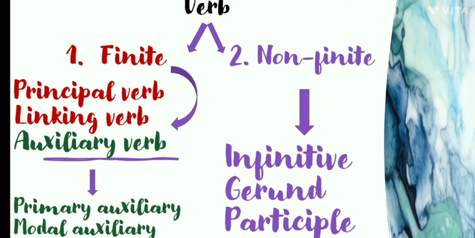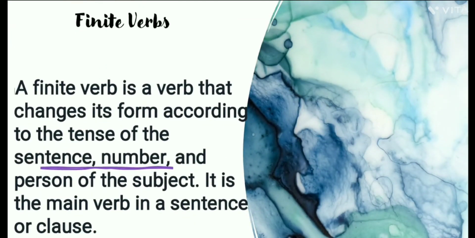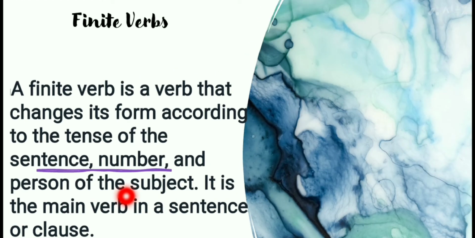Let's have a look at what finite and non-finite verbs are. Finite verbs. A finite verb is a verb that changes its form according to the tense of the sentence, and the number and person of the subject. So finite verbs are the verbs that have an ability to change their form, number, or tense according to the subject, number, or tense. It is the main verb in a sentence or a clause.